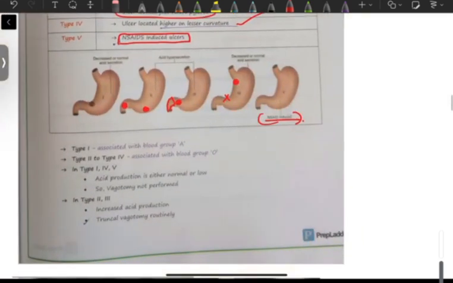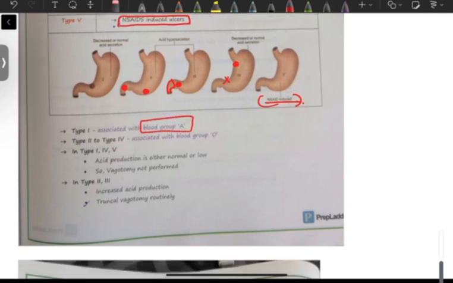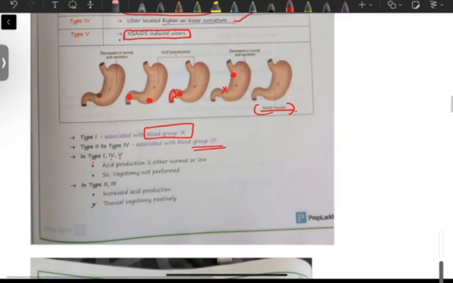So what do we need to know about these types? Type 1 is usually associated with blood group A people. Type 2 to type 4 is associated with blood group O people. And in types 1, 4 and 5, acid production is either normal or low, but still the ulcer is happening. Hence, vagotomy is of no use, because we do vagotomy in order to reduce acid production.